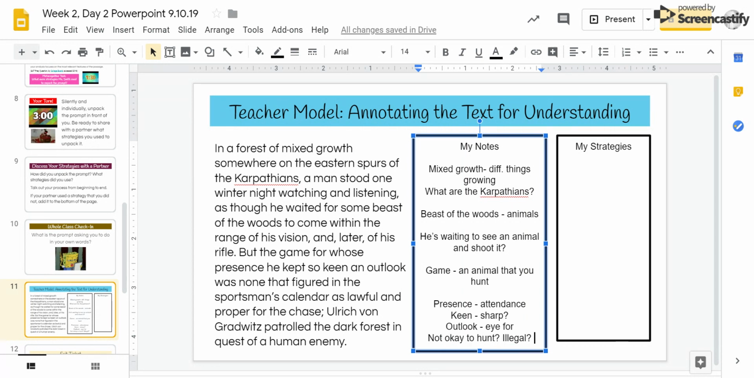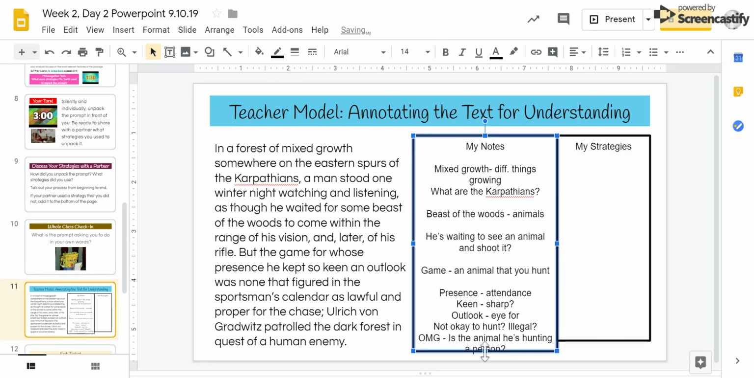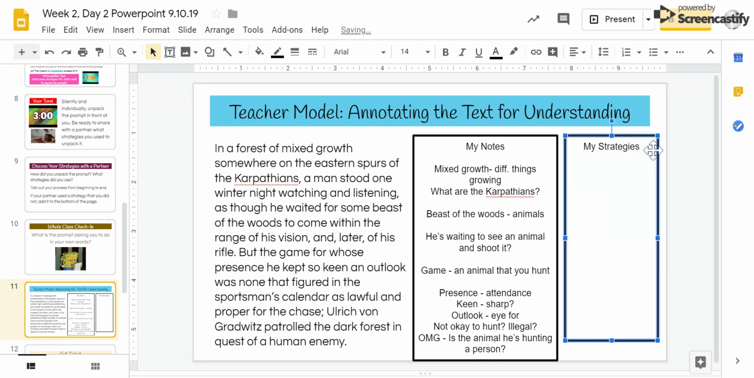Ulrich von Gradwitz patrolled the dark forest in quest of a human enemy. So it looks like the animal is a person. He's hunting a person. I'm going to extend this for you. So it looks like our main character is out keeping an eye on the Carpathians for a person. He has a rifle. So right away, we've got a lot of action happening.